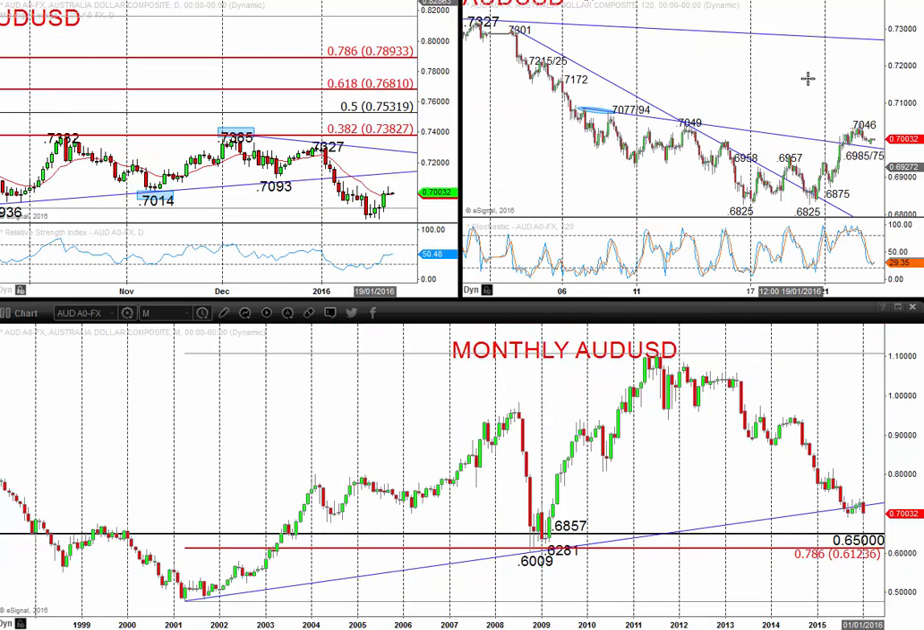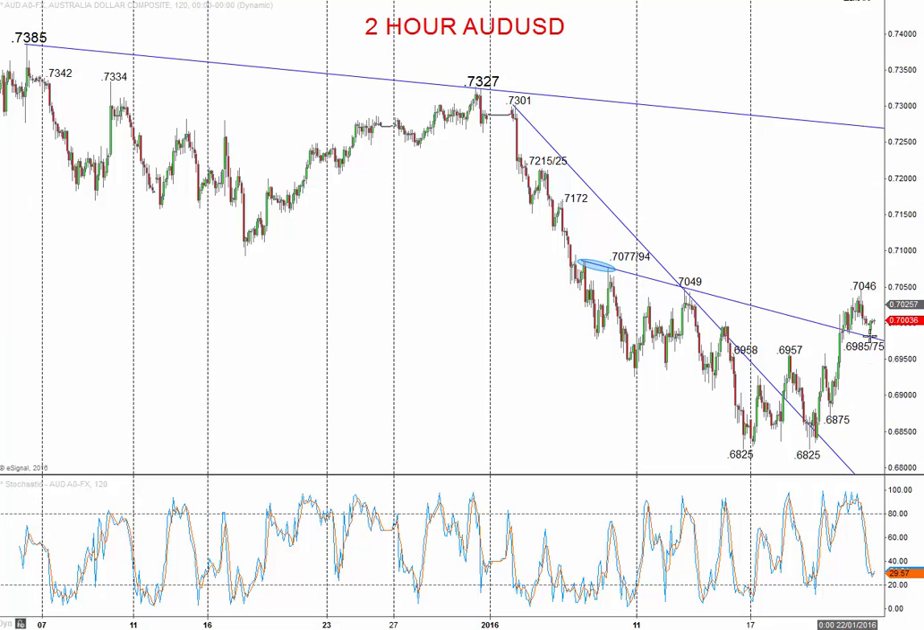And if we zoom in first of all to the intraday chart, you can see we're looking for a roll lower back down to these 68.25 lows that were posted in the middle of January.